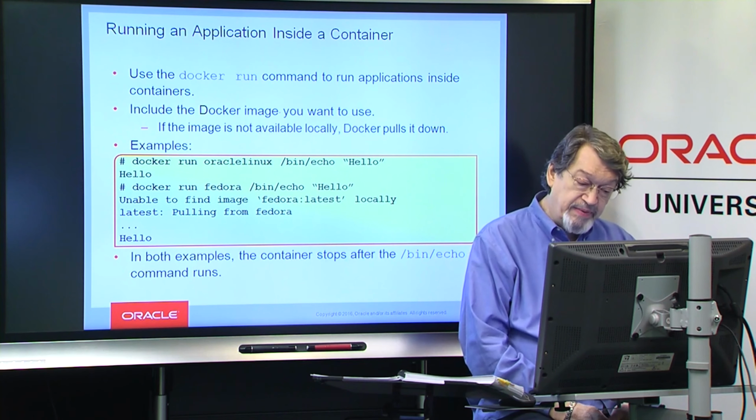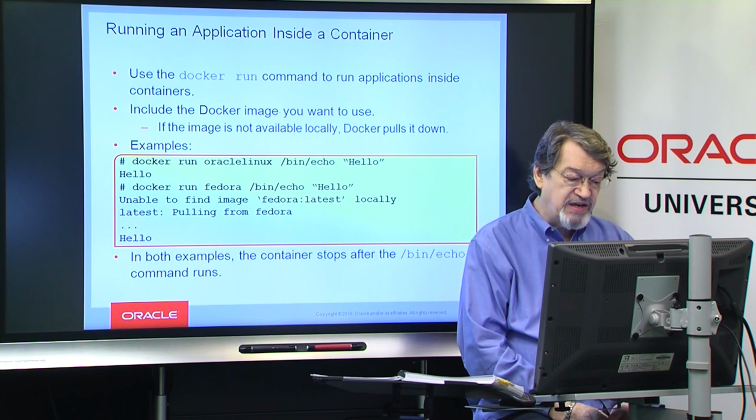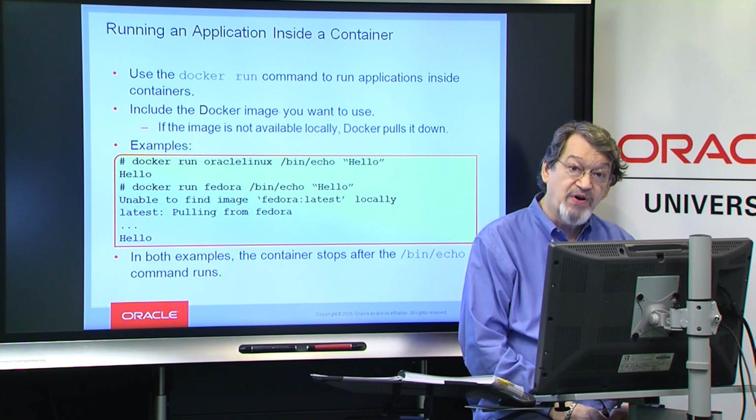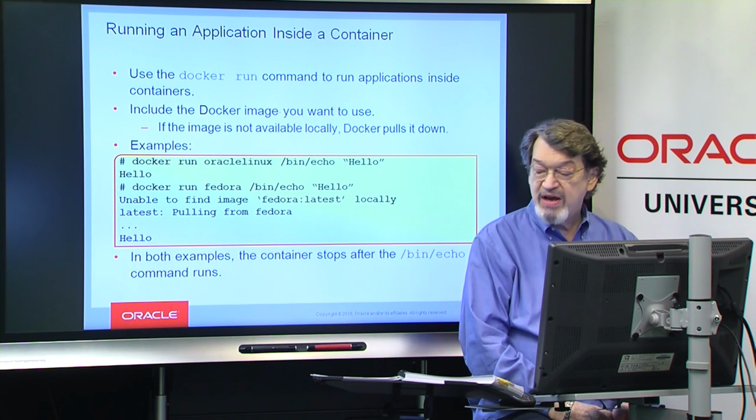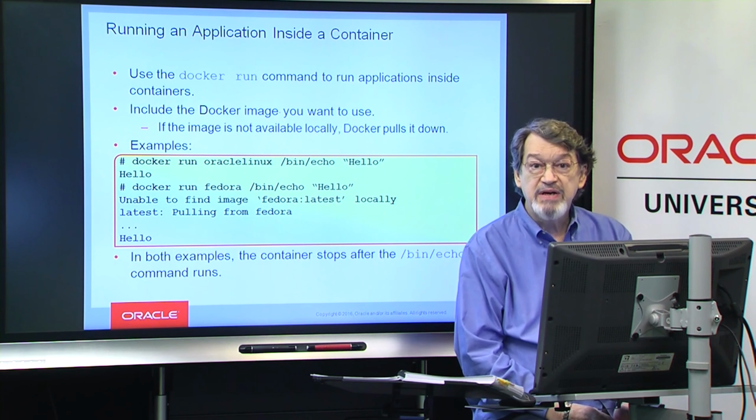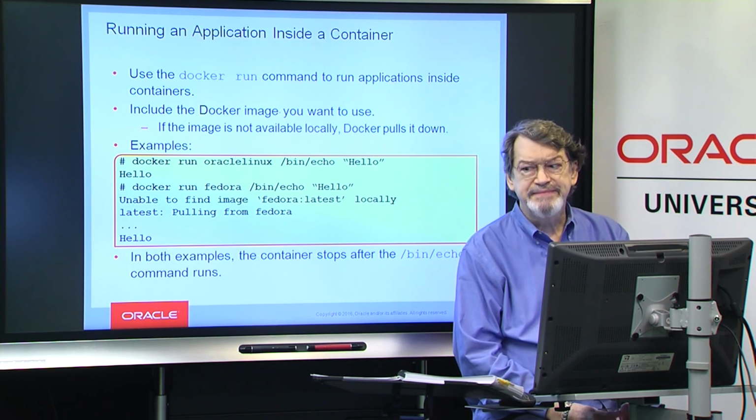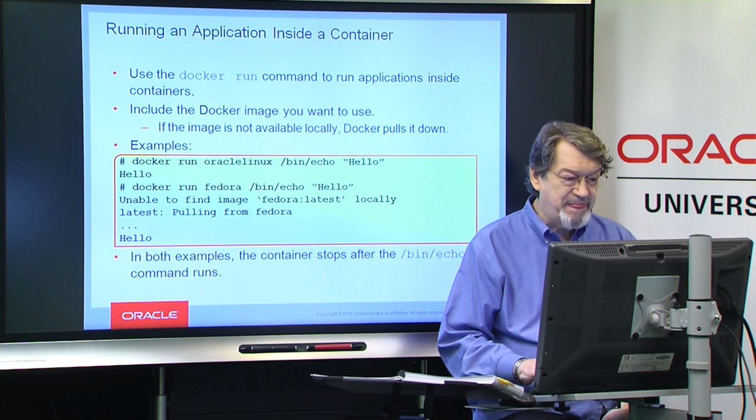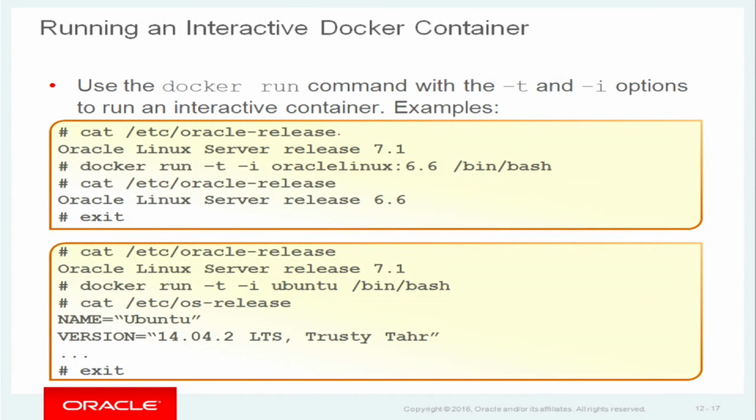So, unable to find it, it then goes out pulling from Fedora. So it knows now that there is a Fedora available, and it goes and gets it for you. Not bad. Not bad. So over in the /etc/oracle-release file, it shows that we're running 7.1. In this case, we're running 7.2.